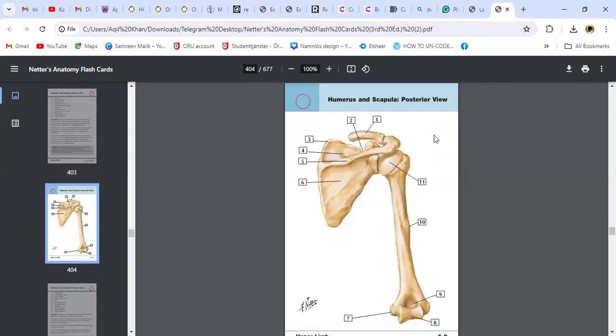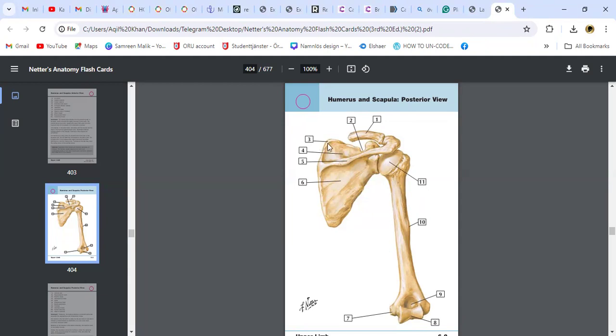Now this is the posterior view, and now we'll compare how the posterior view is different from the anterior view. So look at number 1. It's the clavicle. Now they are labeling the clavicle from behind, from the posterior. Number 2 is the suprascapular notch. See here, notch, dip. So what is the significance of these? You have to read it, find it out, and let me know. Otherwise, we'll discuss it in the next recording or next revision.